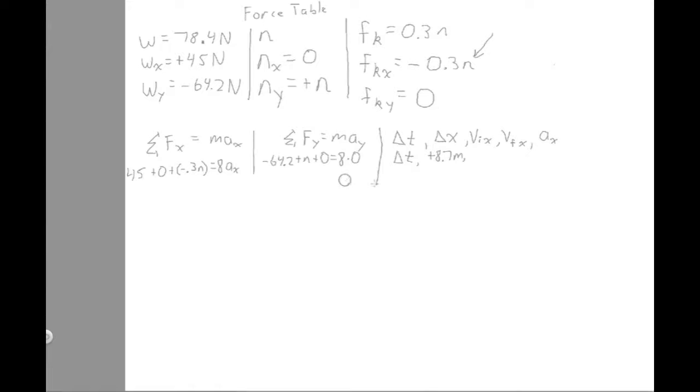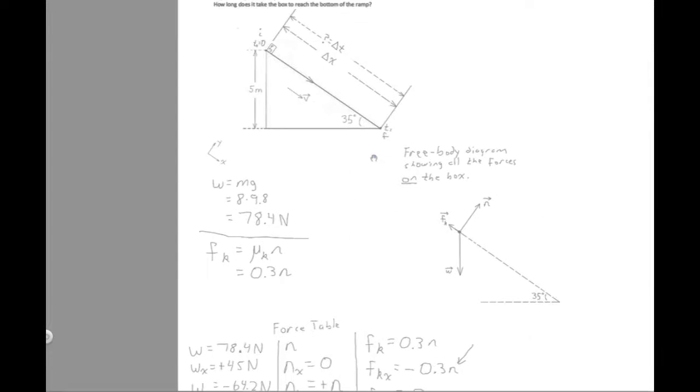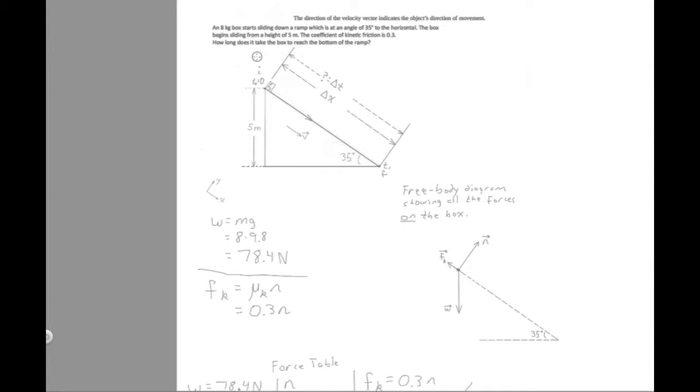Okay, well remember that when we left off on that detour, we were trying to fill out these variables here for the kinematics. So let's move on to v initial x. They told us here, and this is another one that might be a little tricky for some students, that the box starts sliding down a ramp, and it begins sliding from a height of 5 meters. That phrasing, that it starts sliding from a height of 5 meters, implies that before it started sliding, it was at rest.